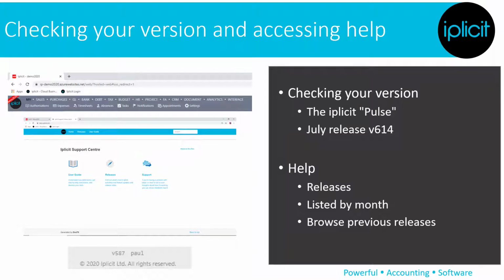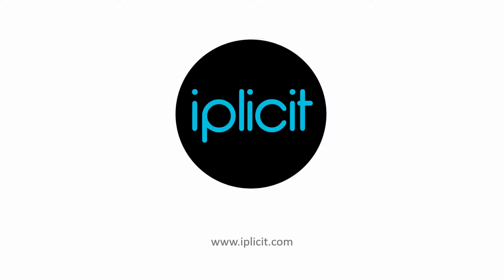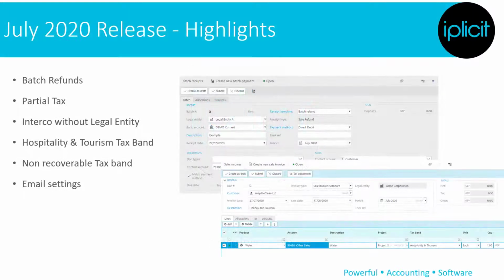To find the release notes for both the current and prior months, head to the iplicit Support Center. So now we're going to take a look at some of the highlights for this month's release. We can see the introduction of batch refunds that work in a similar way to batch receipts and batch payments. We have some changes to the way we handle partial tax. We now support intercompanies without legal entities as their own separate contact account.